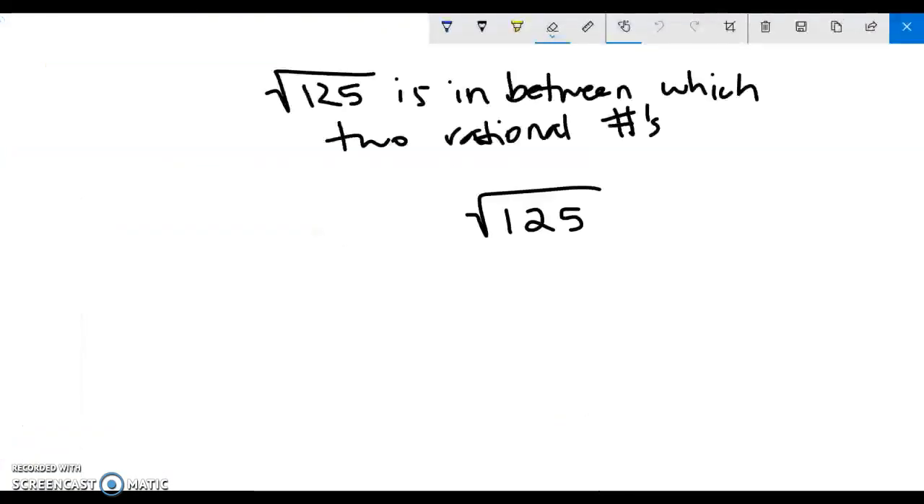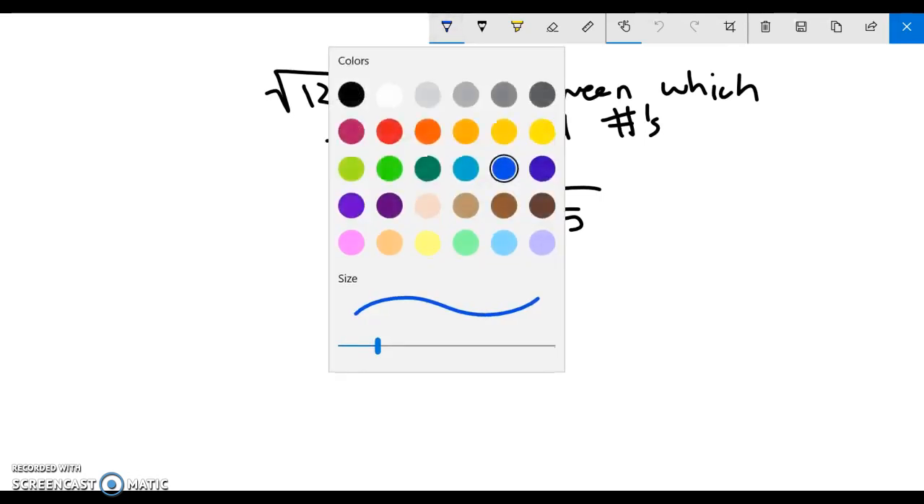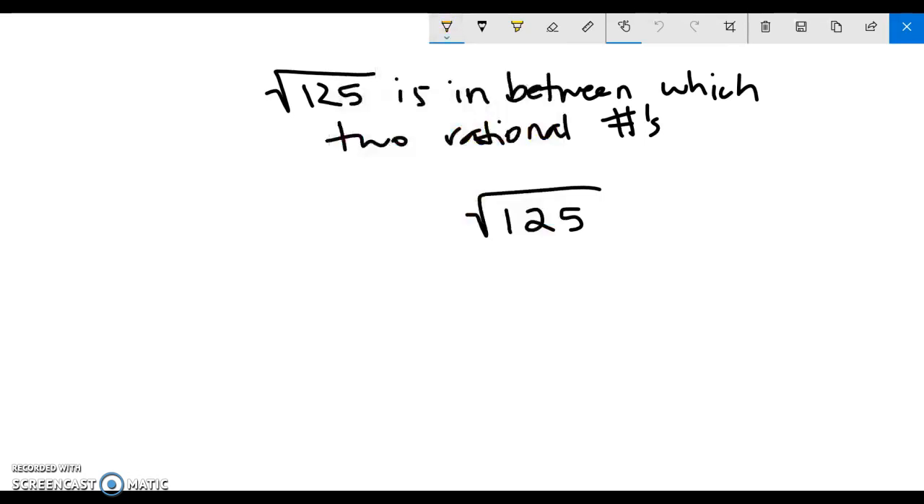Square root of 125 is in between which two rational numbers? So what I'm going to do is just start writing down some of my perfect squares that I know, because that's going to be in between two rational numbers. I'm not going to start with 1, because 1 times 1 is 1 and 2 times 2 is 4. So let's start with 7 times 7.